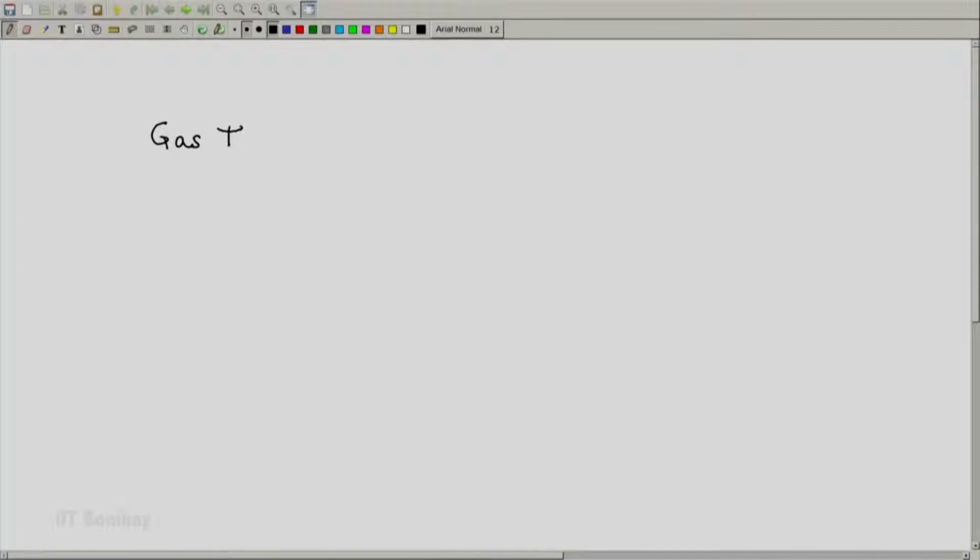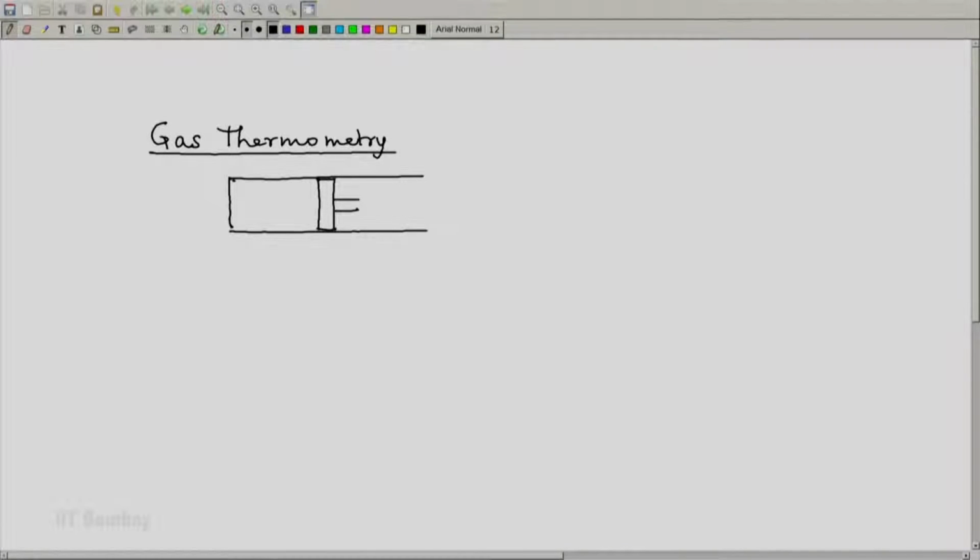Now let us look at gas as a working fluid for thermometers. This brings us to the idea of gas thermometry, where we use a system containing some gas as a thermometer, a device to measure temperature. Now let us consider, for simplicity, that our system is a gas enclosed in a cylinder piston arrangement. Some defined gas, that is our system.